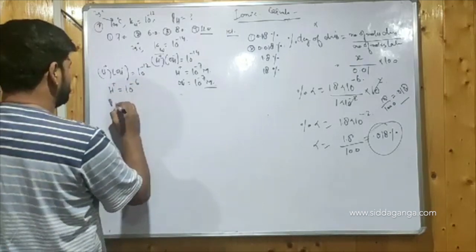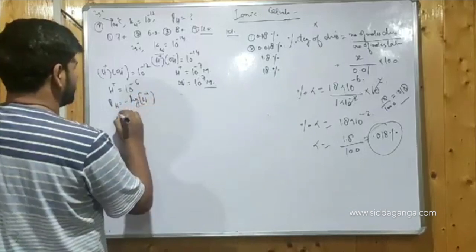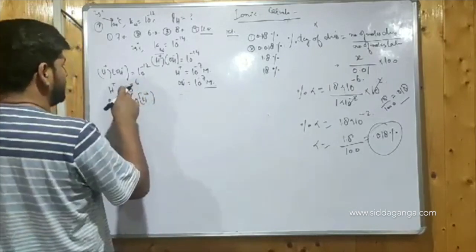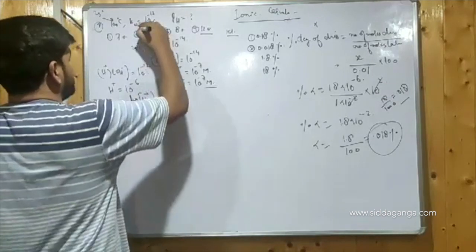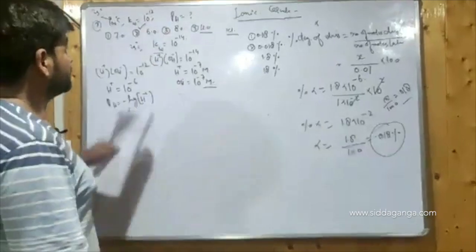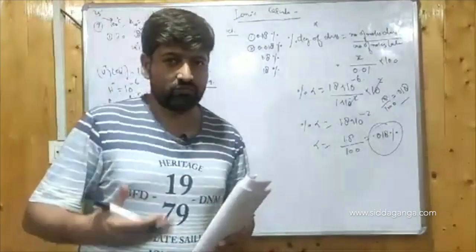So what is pH equal to? It is negative log of H plus ion concentration. So that will make it negative log of 10 to the power minus 6. 6 log 10, that will make it 6. So what will be the pH? Option 2 will be the correct option. So we'll have 6.